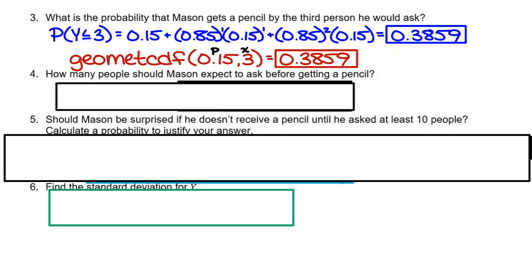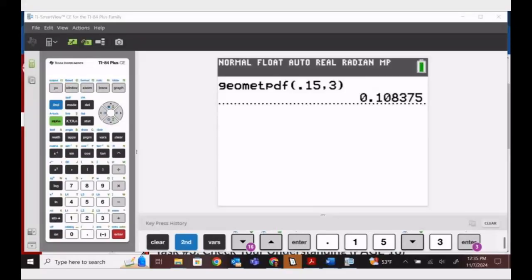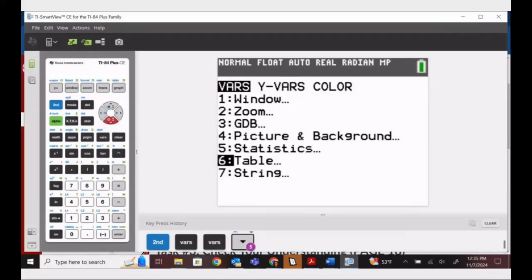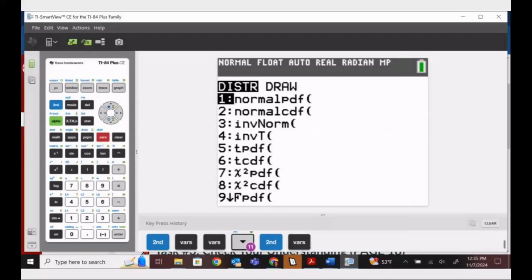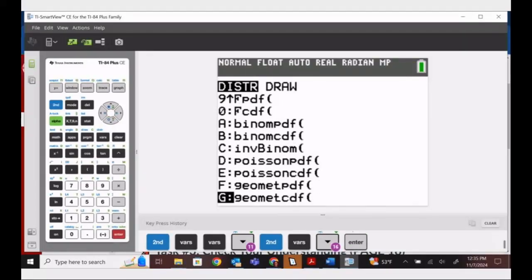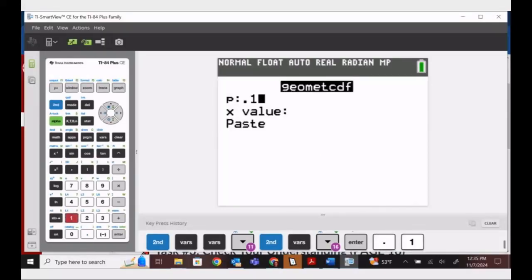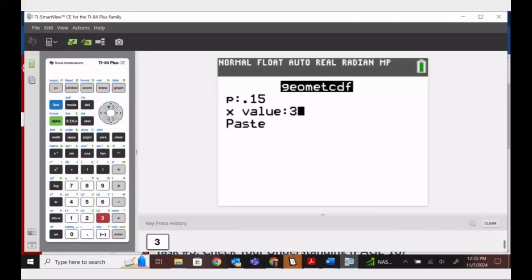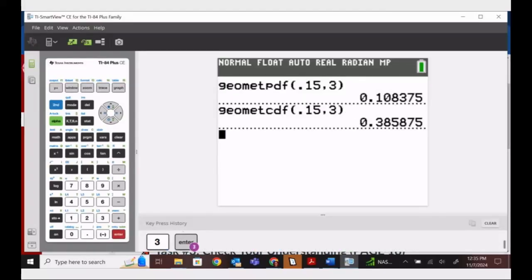I'm going to switch over to my graphing calculator and we're going to pull this up. All right, so second and vars. Scroll down until you see geometric CDF. It's option G way down here. Probability of success is 0.15. The x value on a CDF is always less than or equal to. Remember that when you're working on these on your homework. And then we're going to paste that in and hit enter. 0.3859 or 0.386, depending on where you round.